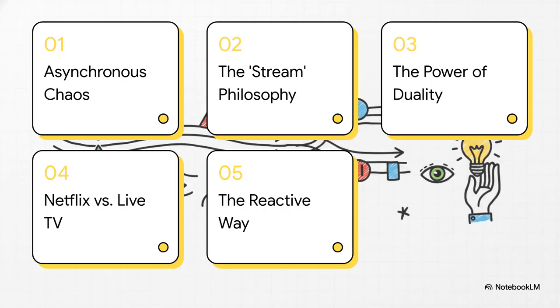Okay, so how do we actually do that? How do we get from chaos to clarity? Well, here's the game plan for this explainer. We're going to start by really defining the problem we're all facing. Then we'll introduce the core stream philosophy of RxJS.